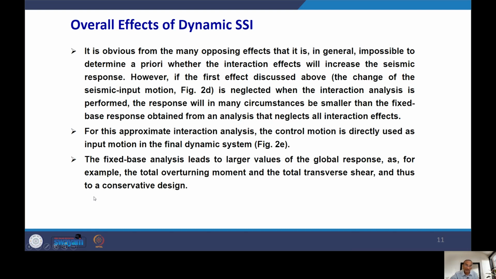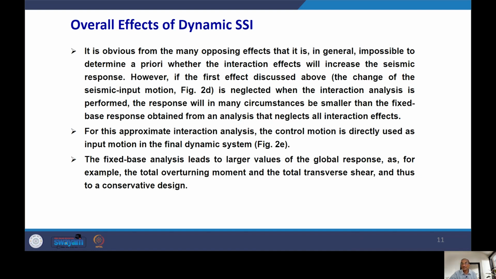One effect, soil amplification, normally says that the response will increase, while the change in the natural frequency, the response may get decreased. The third effect is increase in damping, which also reduces the response of the system. So in general, it is obvious that from many opposing effects, it is in general impossible to determine beforehand whether the interaction effects will increase the seismic response.